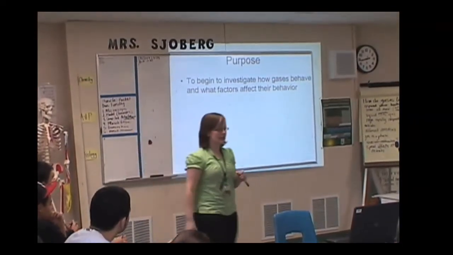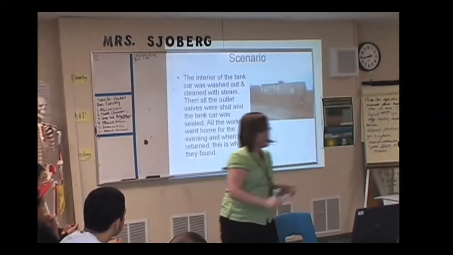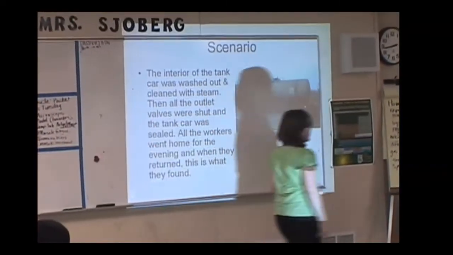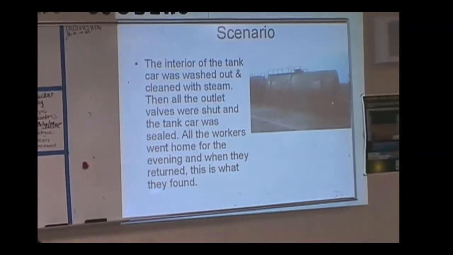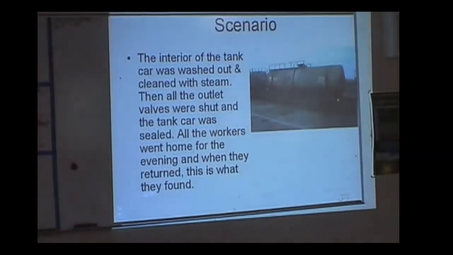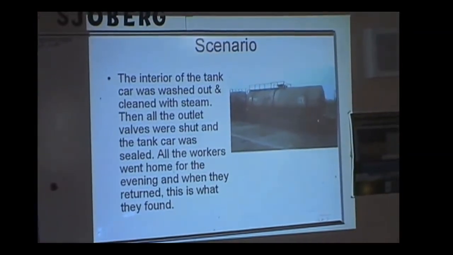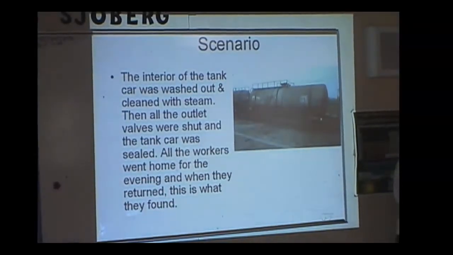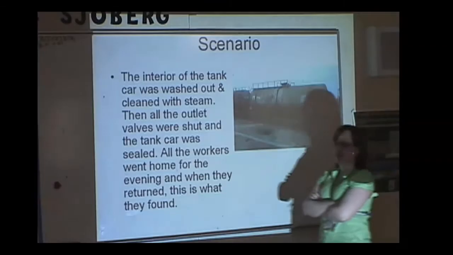And so we're going to look at a scenario of this tank car. So, let me get the light. You have this tank train, and the interior of the tank was washed out and cleaned with steam, and all the outlet valves were shut, and the tank car was sealed. All the workers went home for the evening, and when they returned, this is what they found. Does anybody know what they found?